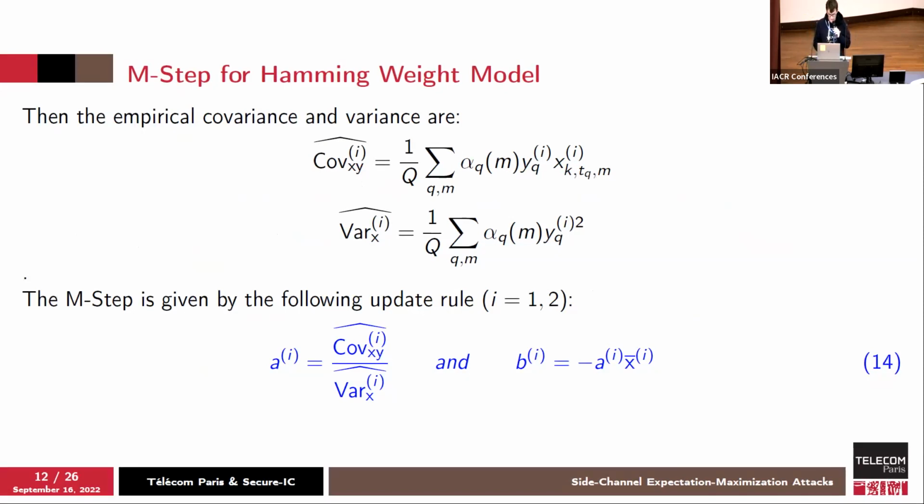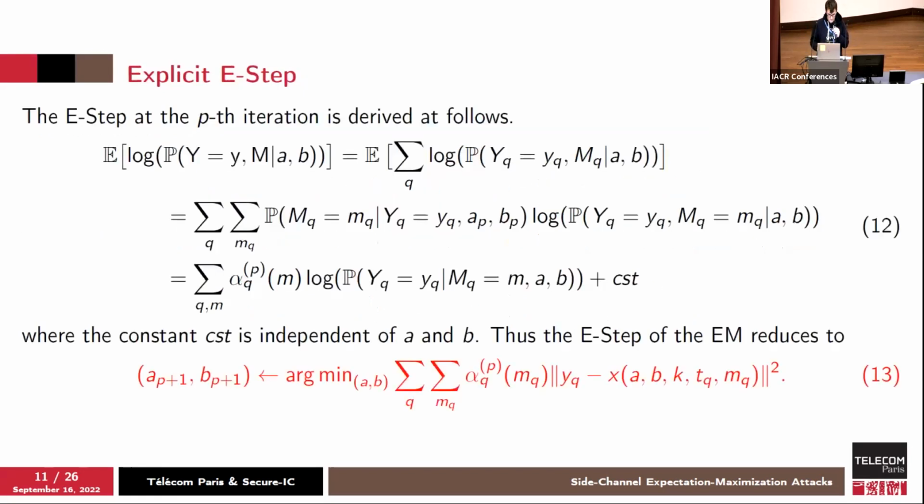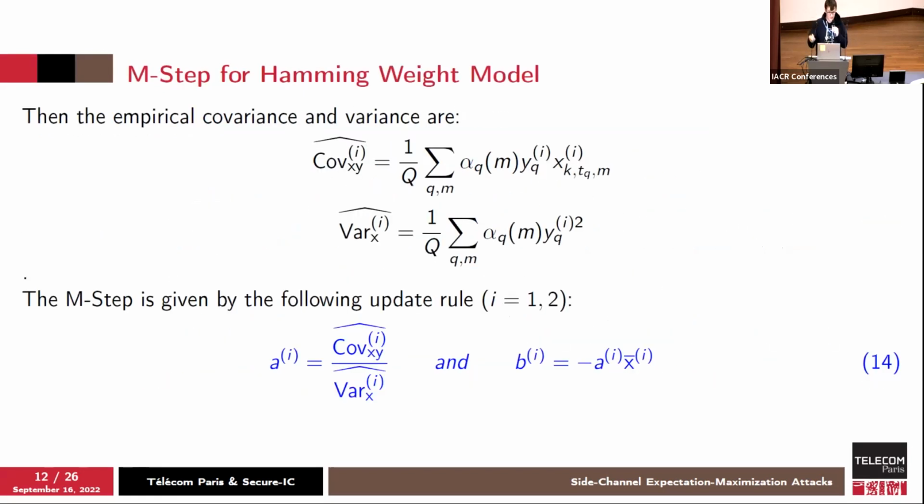And actually, when you do the derivations and compute the alpha Q, if your estimations of the parameters A and B are good, it means that you are learning the mask. So if you knew the mask, you would do a CPA, for instance, which has been shown to be optimal. Here, we don't know the mask, so we average over the mask and we do CPA. We average over the mask, we do CPA, and so on.